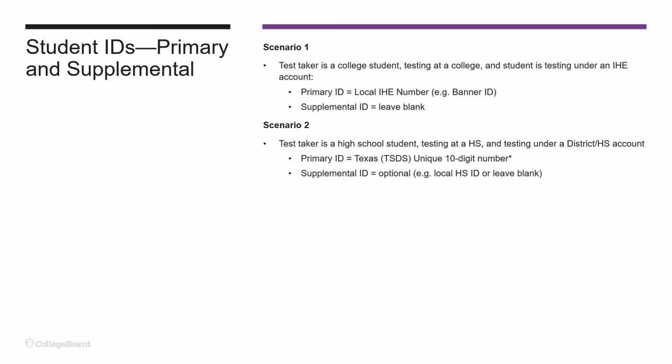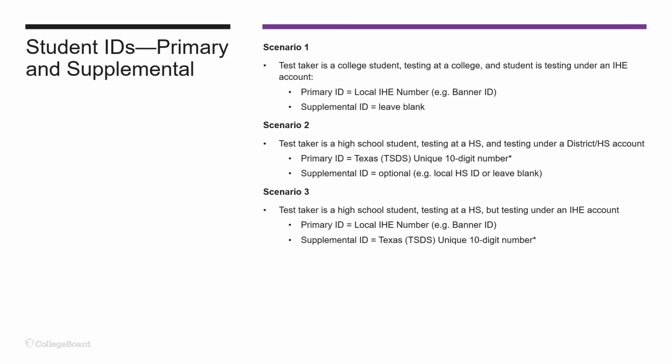Scenario 2, a test taker is a high school student testing at a high school and testing under a district or high school account. The primary ID is the Texas or TSDS unique 10-digit number, and the supplemental ID is optional, which could be a local high school ID.